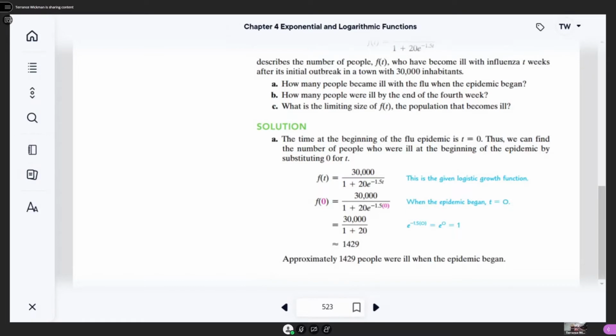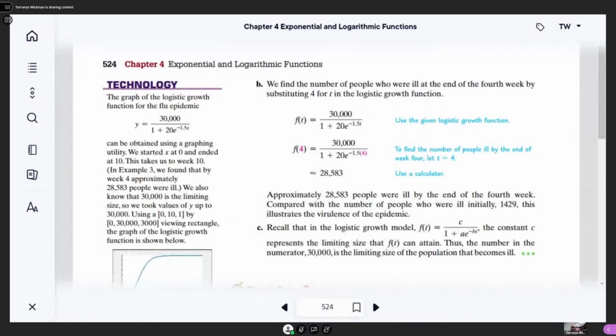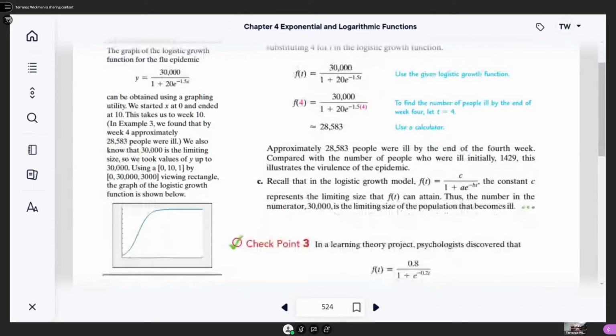Now we're going to go to B. How many people were ill at the end of the 4th week? Well, what do you think you're going to do? We put 4 in for T. Yeah, exactly. So in practicing, you want to put everything in the bottom in a parenthesis. And I'd like to see you do it. Let's look at the next page. So they put 4 in there, and we get 28,583 people get sick by the end of the 4th week. That's almost the whole town.